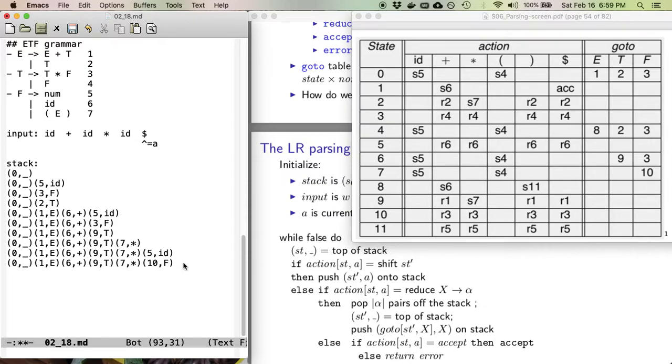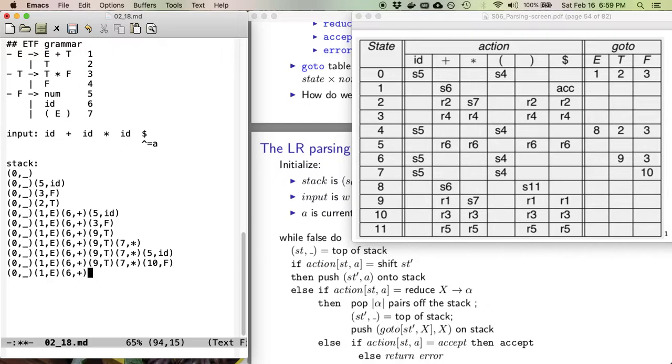All right, so what happens next? We go through the loop. So we're in state 10. We're looking ahead to a $. We do a reduction by production number 3, right? So this is our term times factor production. So now these 3 components go away. They're popped off the stack, right?